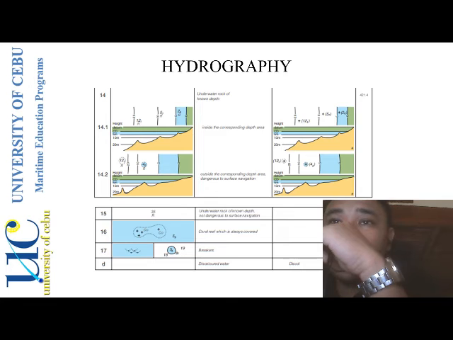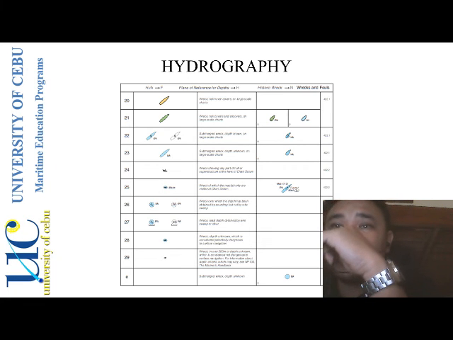This is the hook, the plane of reference for depths, and the historic wrecks, recent wrecks. Number 20, this is the sign of a wreck that never covers, on larger charts. Number 21, this is the sign of a wreck that covers and uncovers, on larger charts. Number 22, this is the sign of a submerged wreck, depth known, on large scale charts. Number 23, this is a submerged wreck, depth unknown, on larger charts.